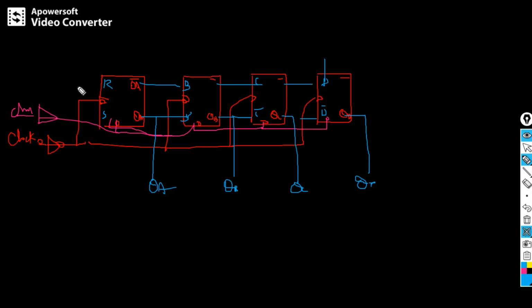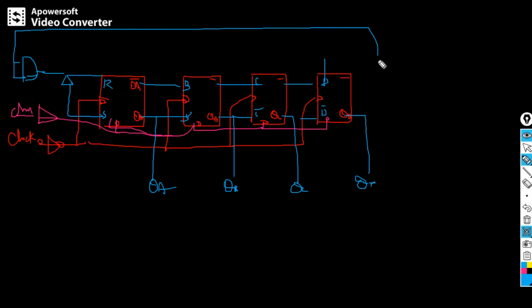So RS is connected with one inverter. In between, one inverter is there, and with that inverter I will connect to RS, and the output of this one is connected to the AND gate. This I will short, and this I will connect to this output. This is a ring counter. So this is a 4-bit ring counter.